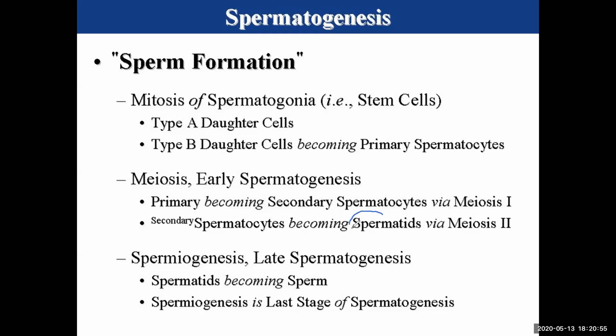Now, once you get to the spermatids, we're not done. The spermatids will go on to complete the process by another step. It's called spermiogenesis. So there are two words here, spermiogenesis and spermatogenesis, right? During this step, the spermiogenesis, toward the end of spermatogenesis, spermatids become the sperm.